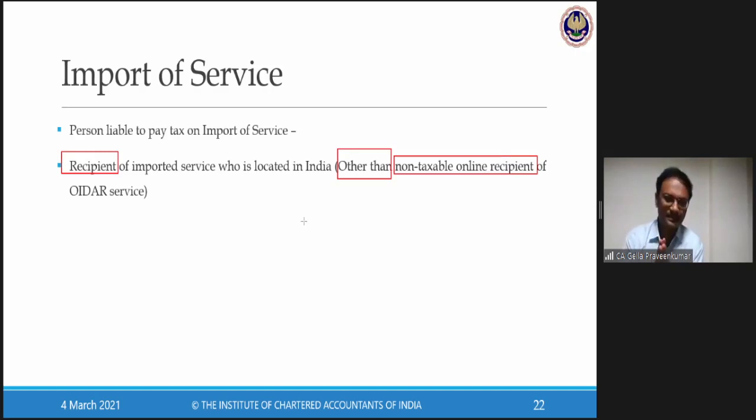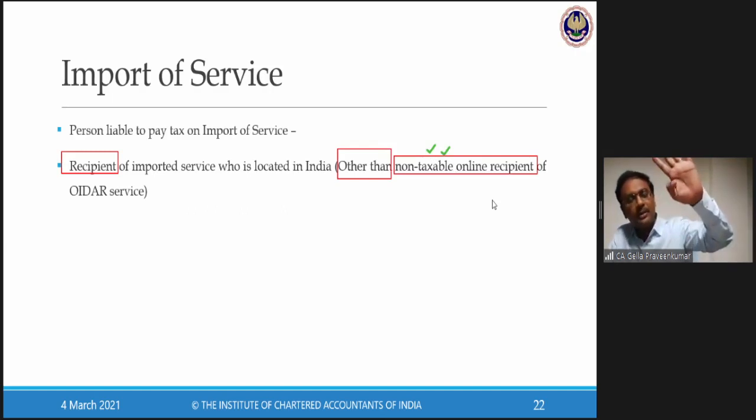I'll give an example. Sir, I'm a chartered accountant, aspiring chartered accountant. I've imported the services of Google. I paid a sum of rupees 5,000. Should I pay tax on RCM? Please read this carefully. Other than non-taxable online recipient. Who is a non-taxable online recipient? Just a while ago, we read this definition.